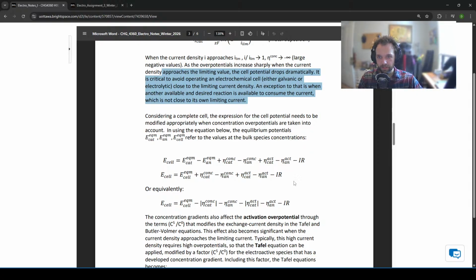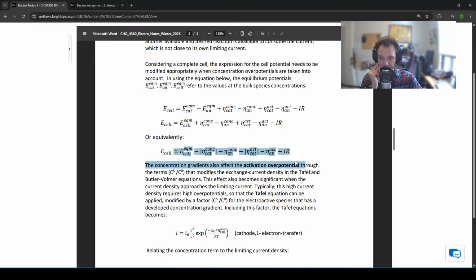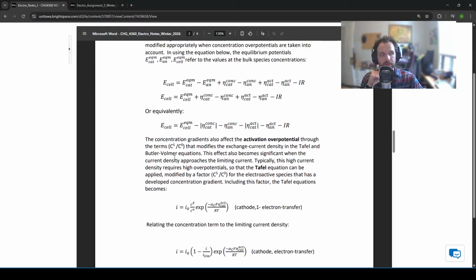Considering a complete cell, the expression for the cell potential needs to be modified appropriately when concentration overpotentials are taken into account. In using the equation below, the equilibrium potentials of cathode and anode in the cell refer to the values at the bulk species concentrations. Or equivalently, okay, because all overpotentials subtract from the equilibrium cell potential.